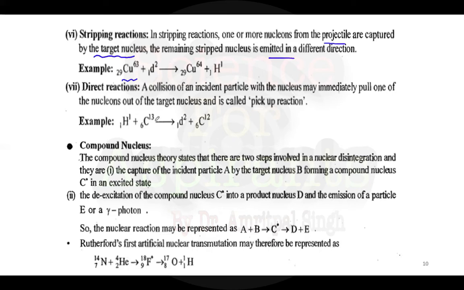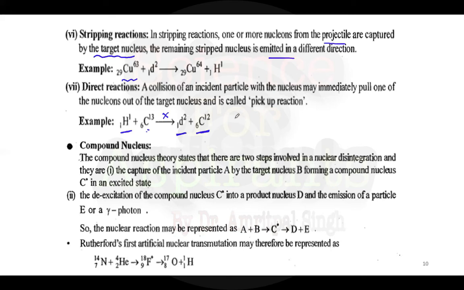A direct reaction is simple. There is no formation of any compound or excited state of the nucleus. You can see that carbon is absorbing a proton, and it is being converted into the isotope of carbon, carbon-12. Along with that, a deuteron, deuterium, is being emitted.